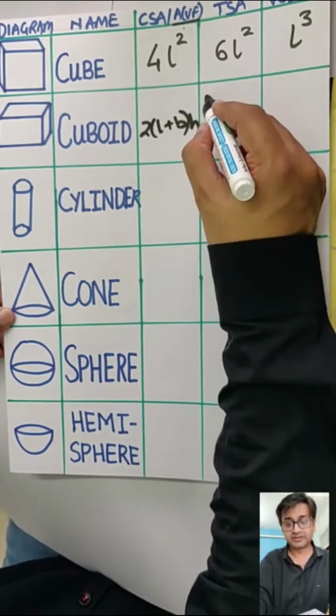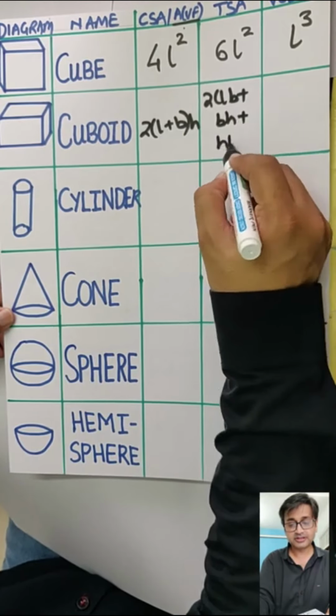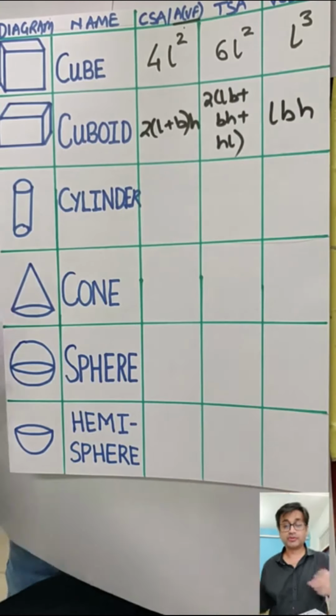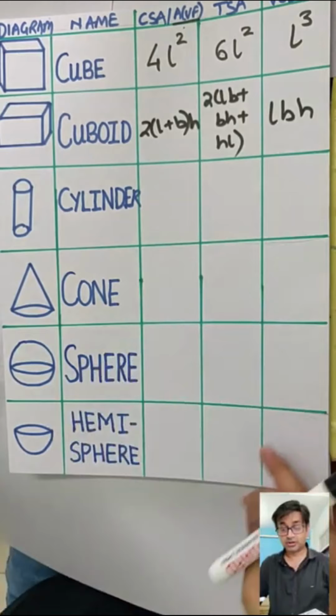What about total surface area? So twice LB plus BH plus HL. And what about the volume? LBH. So we've learned at least 6 formulas straight away. You need to learn all these.